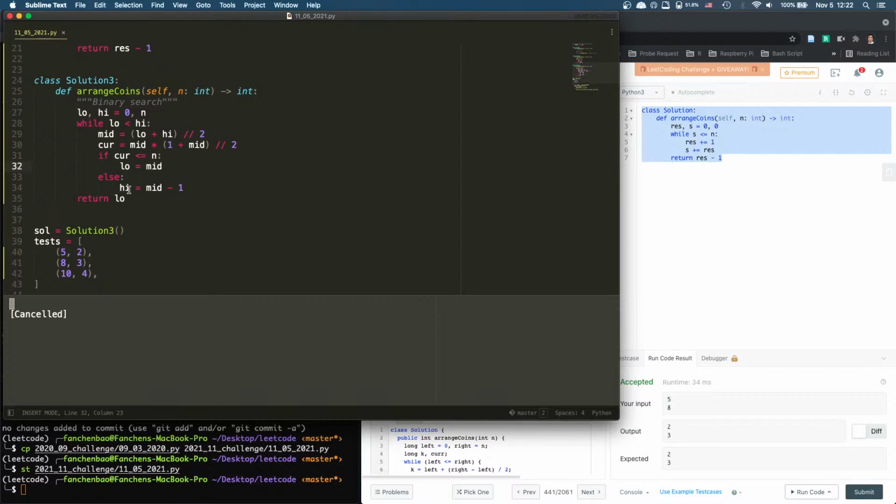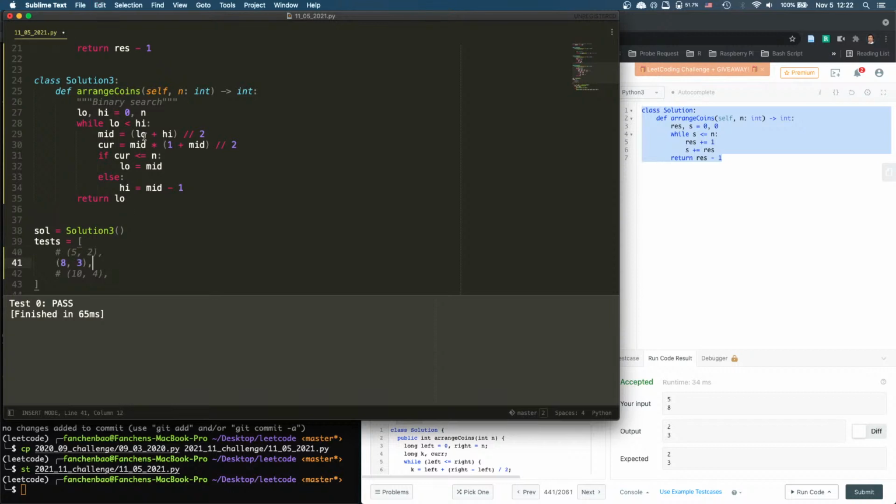So high is too big. High will equal mid minus 1. So 3 minus 1, that becomes 2. So this one will come out as 2. That works. So I think it's not these two. So I think the first one does work. Yeah. So it's the second one.